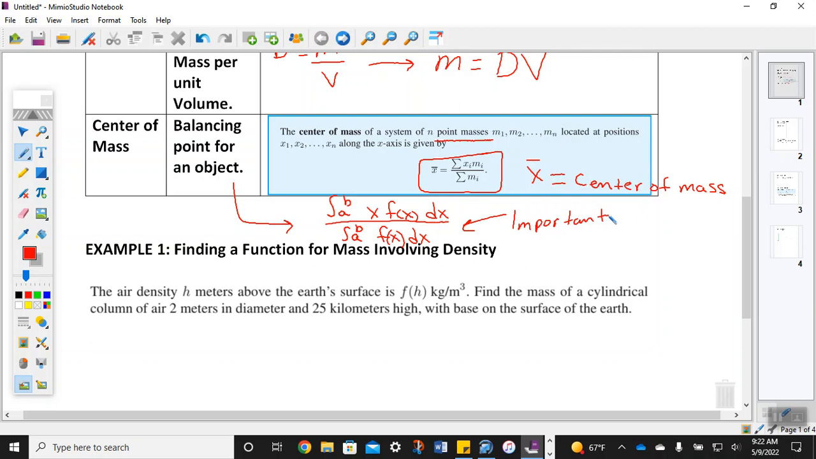So let's talk right here, guys. In example 1 down here, it says, how do you find a function for mass involving what? It says the air density h meters above the Earth's surface is f of h, which is measured how, kids, for a density? The number of kilograms per what? It says find the mass of a, what shape are we dealing with here? Cylindrical column of air that is 2 meters in diameter and 25 kilometers high with a base that's on the surface of the Earth.